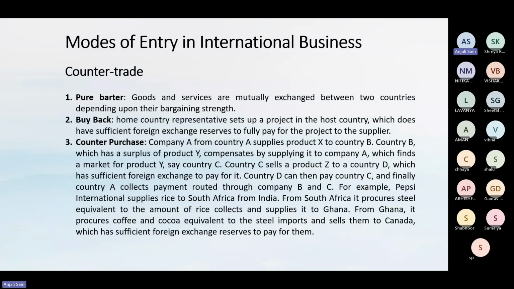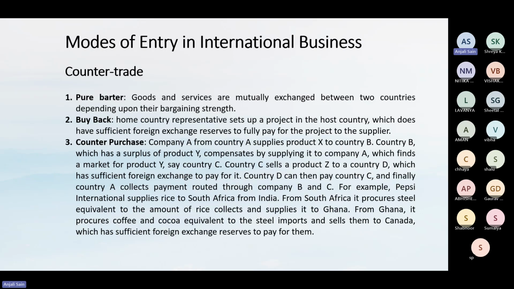Then the last mode of entry is counter trade. Counter trade is divided into three categories. First is pure barter. Pure barter में क्या है, goods and services are mutually exchanged between two countries depending on their bargaining strength. ठीक है, normally we are exchanging our goods and services. If I am selling a product A to company B in a country B, then company B will sell me some product in exchange of that product.